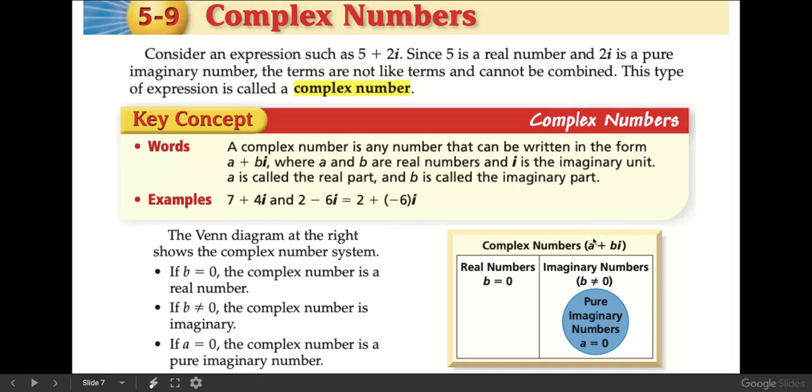But if you had no real number with the imaginary number, if a was 0, then it would just be a pure imaginary number. It'd be like 4i or i or negative 3i, right? That's a pure imaginary number.